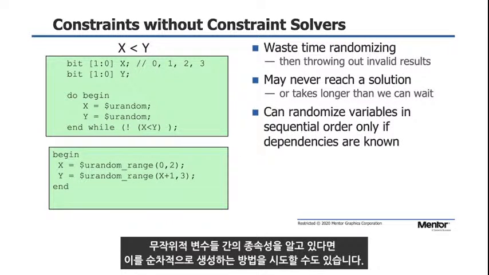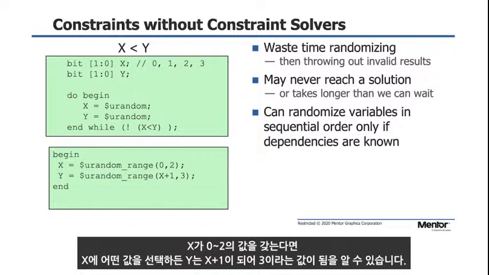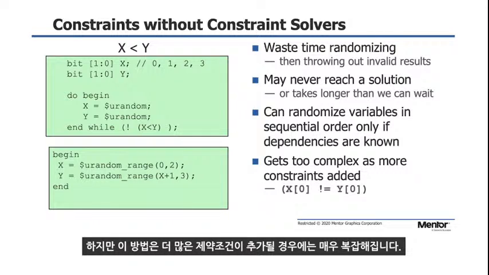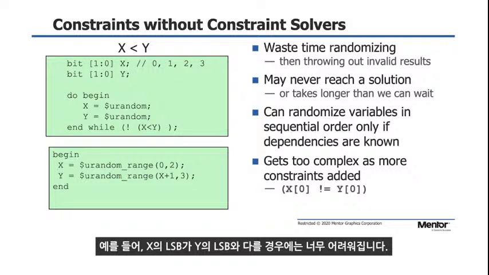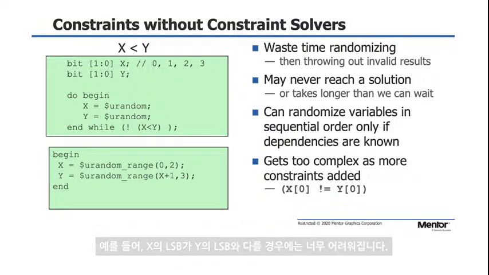You can take an approach of creating random variables in a sequential order if you know their dependencies. So if I know that x has a value between 0 and 2, and so whatever I choose for x, I know that y has to be x plus 1 to the value of 3. But this gets very complex when there are more constraints added. So for example, if you had the least significant bit of x is not equal to the least significant bit of y. So this becomes much too difficult.